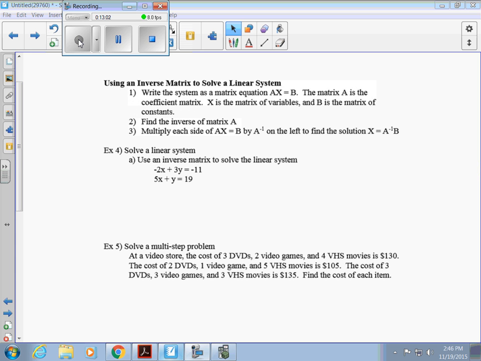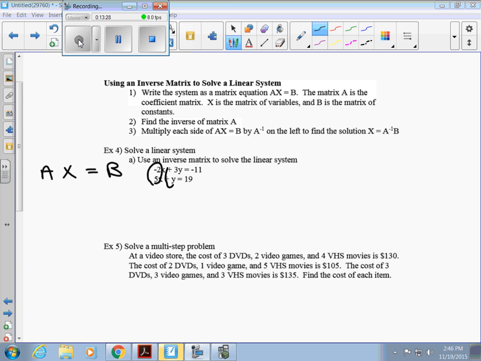Now the next thing we're going to look at is using the inverse matrix to solve a linear system. And here are the 3 steps. First, we're going to write the system of equations as a matrix equation AX equals B. So I'm going to write that AX equals B. The matrix A is the coefficient matrix. So remember, here are your coefficients. They're numbers in front of your variables.